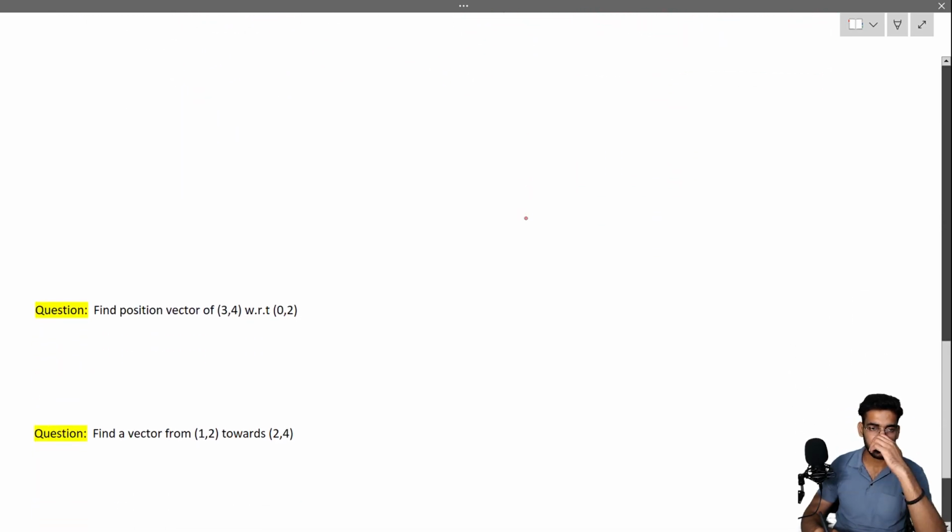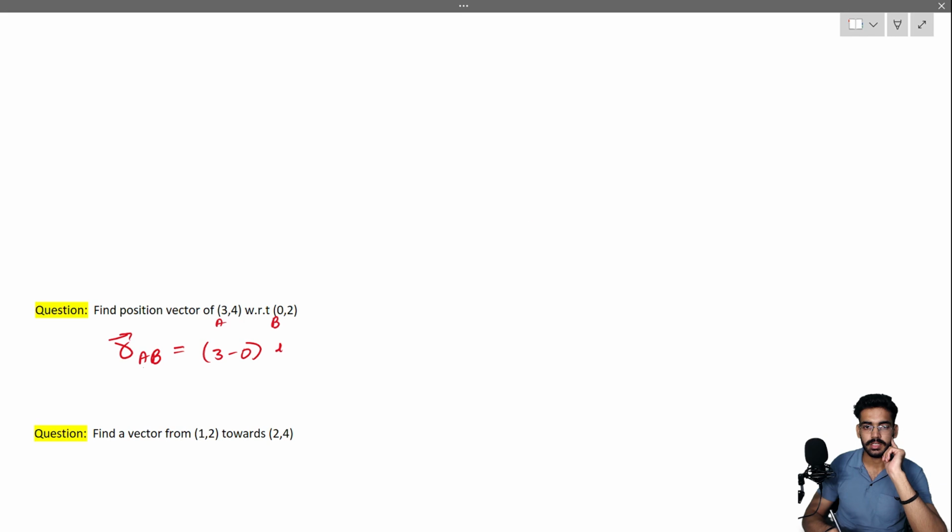What this question is saying: find position vector of 3, 4 with respect to 0, 2. So position vector of A with respect to B. Okay, so this is your point A, this is your point B. You have to see this also. AB, if I am writing position vector of A with respect to B, AB, that is 3 minus 0 i cap plus 4 minus 2 j cap. That is how much? 3 i cap plus 2 j cap. Okay, this is your position vector of A with respect to B.